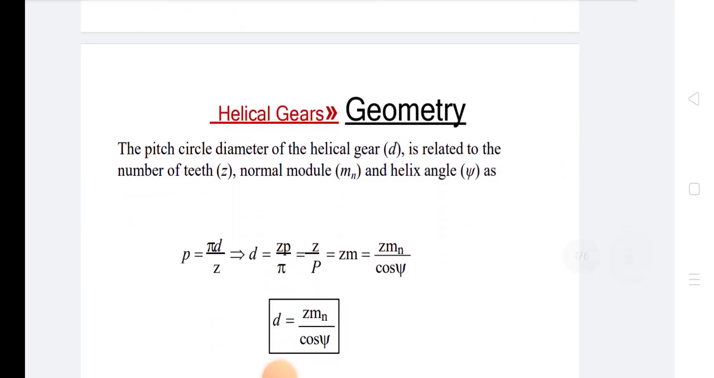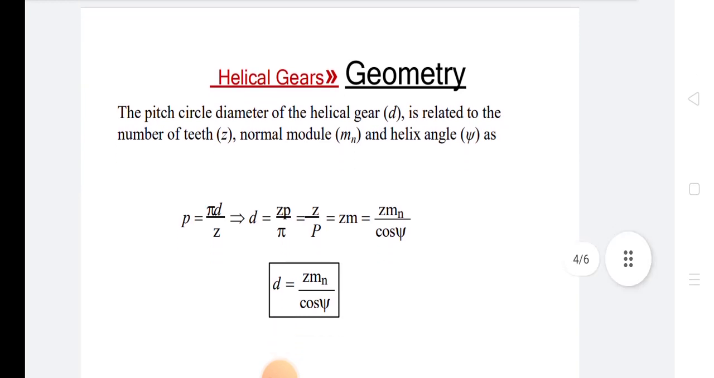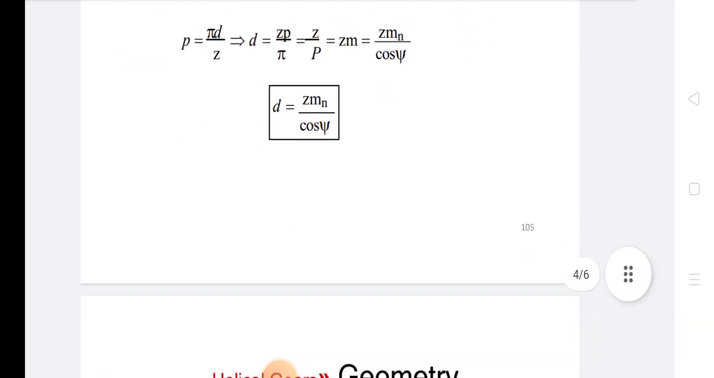The pitch circle diameter of the helical gear D is related to the number of teeth Z, normal module Mn, and helix angle psi, as P is equal to pi D upon Z. So, D is equal to Zp upon pi, that is Z into M, which is equal to Z Mn upon cos psi. So, D is equal to Z Mn upon cos psi.